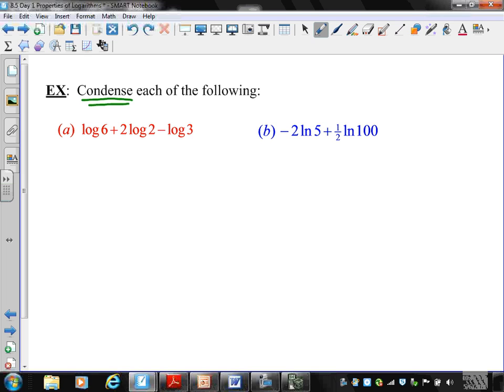Okay, so here's what I'm going to do. The first thing I noticed is that I have this 2 that's outside the log. So I'm going to put this back inside.